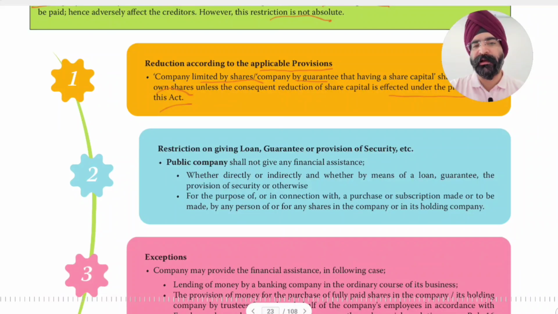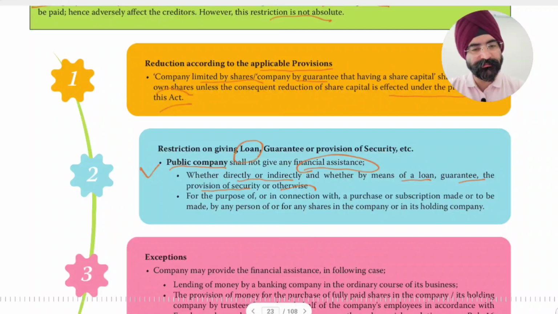Restriction on giving loan, guarantee or provision of security, etc. Public companies shall not give any financial assistance, whether directly or indirectly, and whether by means of a loan, guarantee or the provision of security or otherwise. So a company cannot give any loan or financial assistance. And which company are we talking about? A public company, not a private company. A public company cannot give any loan or financial assistance, whether directly or indirectly, by means of a loan, guarantee or provision of security or otherwise.